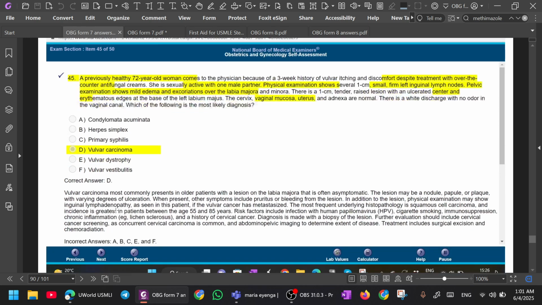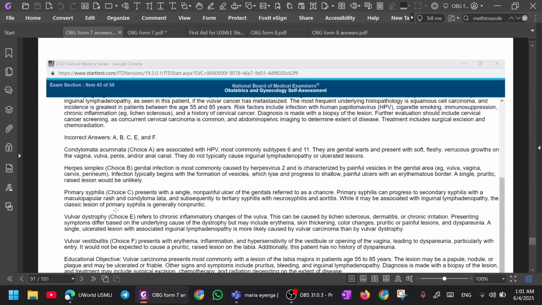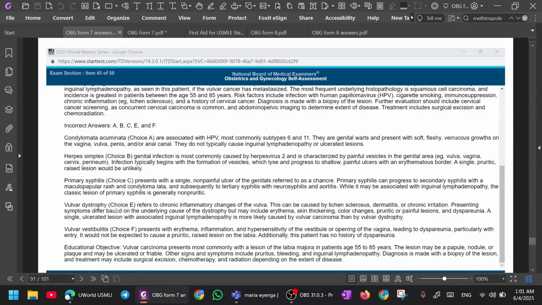It's not B. Herpes simplex genital infection is most commonly caused by HSV-2, characterized by painful vesicles in the genital area like the vulva, vagina, cervix, and perineum. Infection typically begins with the formation of vesicles which rupture and progress to shallow, painful ulcers with a red border. A single pruritic raised lesion would be unlikely.